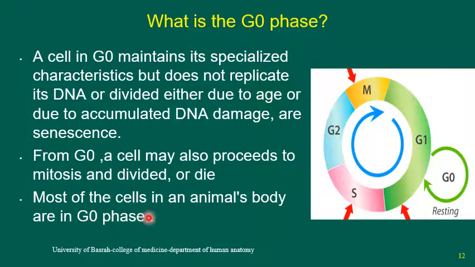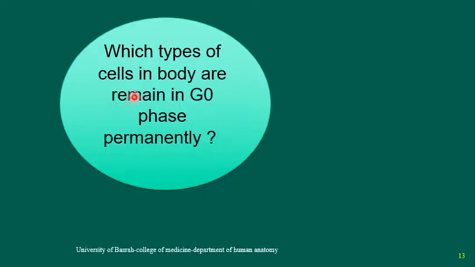Most of the cells in the animal's body are in gap 0 phase. Which types of the cells in the body remain in gap 0 phase permanently?